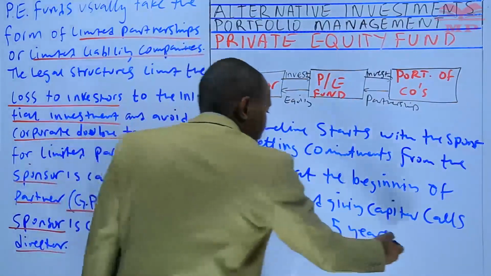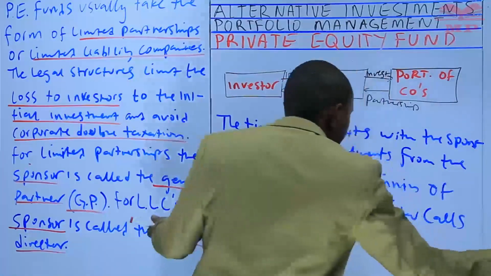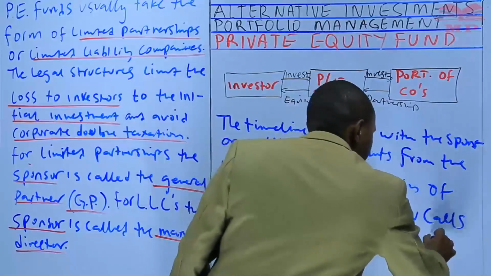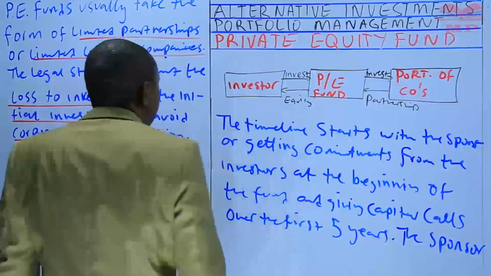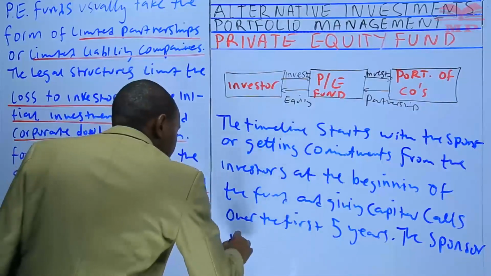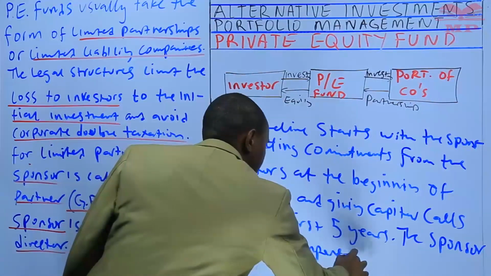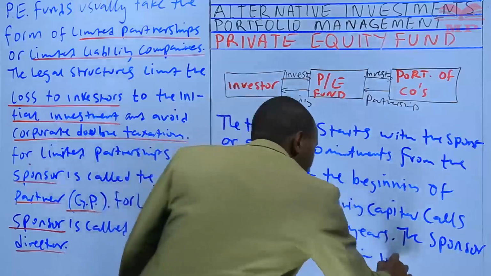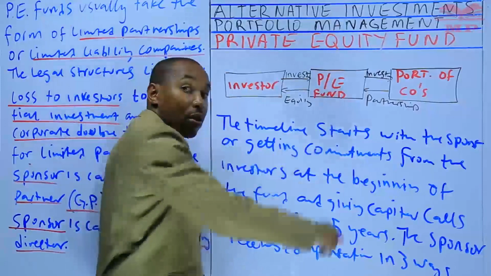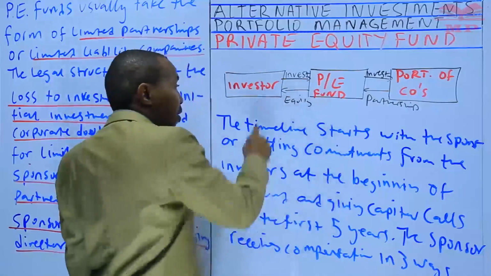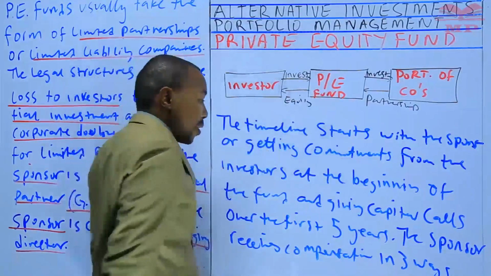Then we continue, guys, and say that the sponsor remains. The sponsor receives compensation in 3 ways. This is who we're calling the general partner right over here. These are the investors over here. General partners, limited partners.